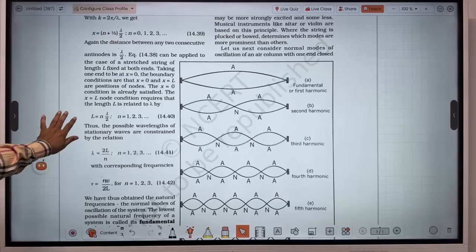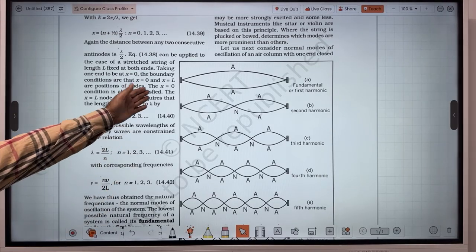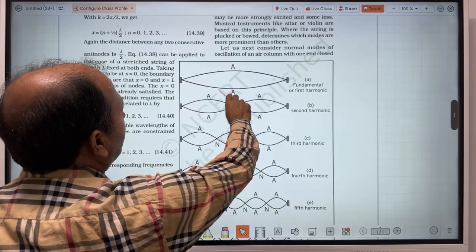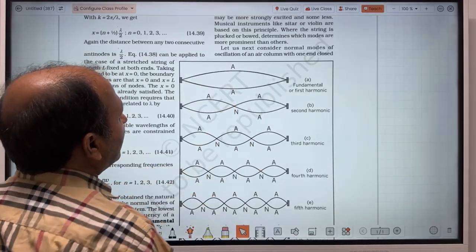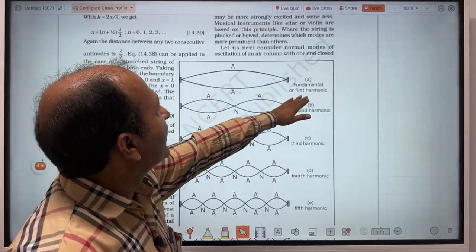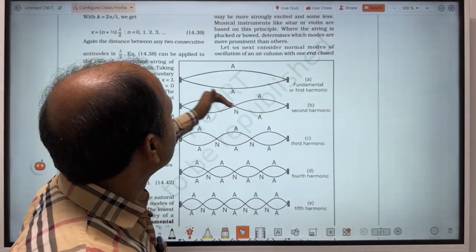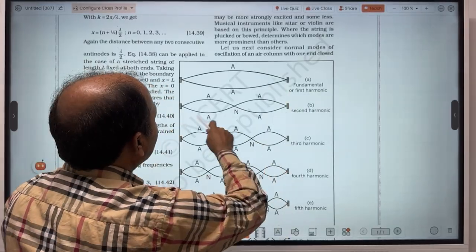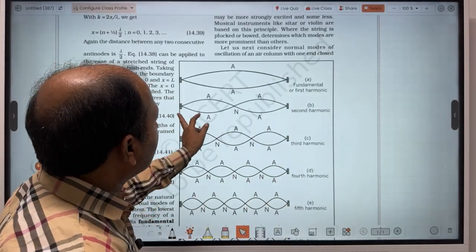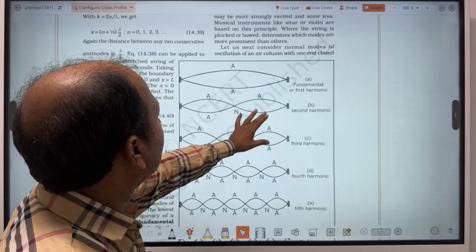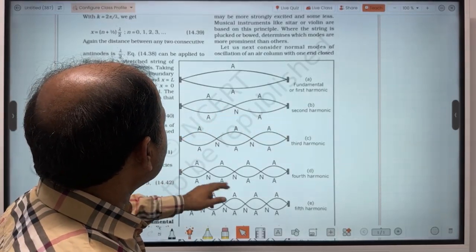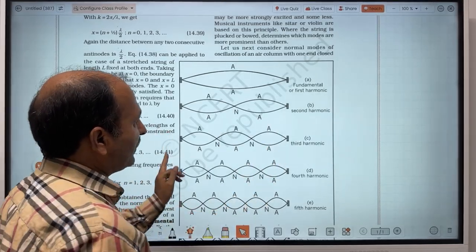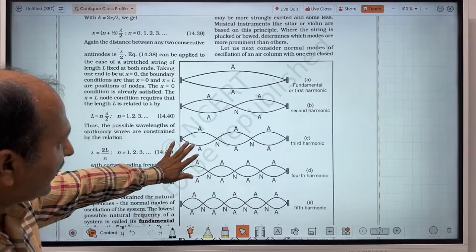Now antinodes can be determined in terms of length. If you notice here, this is the position of antinode. Here, this is the fundamental or first harmonic between these two ends. Here this is equivalent to half wavelength. Here, in the same length, a complete wave is formed. So this length of the string is equal to one complete wavelength. Similarly, here 1.5 waves are formed in the same length. So L will be equal to 3 by 2 lambda.